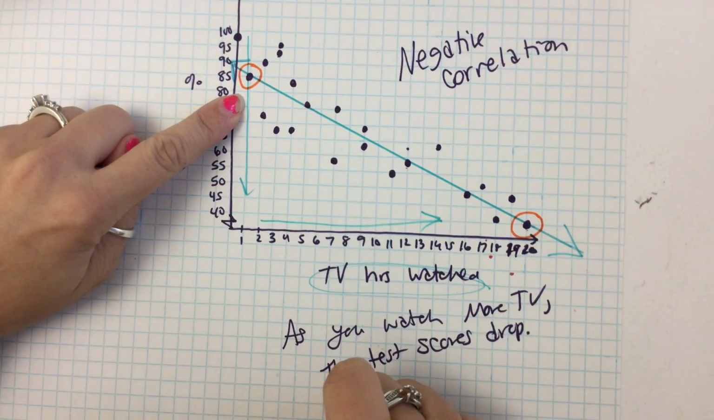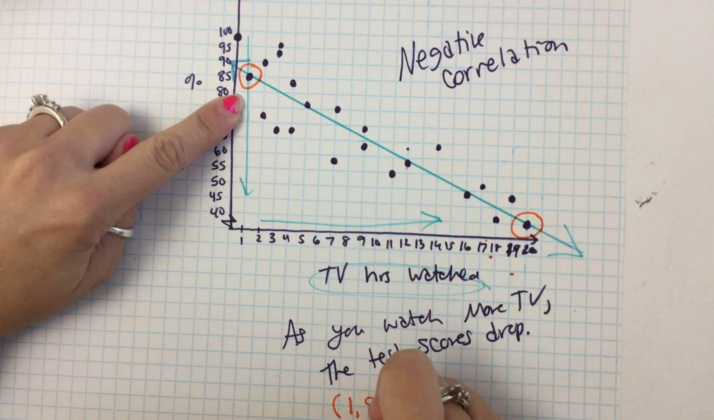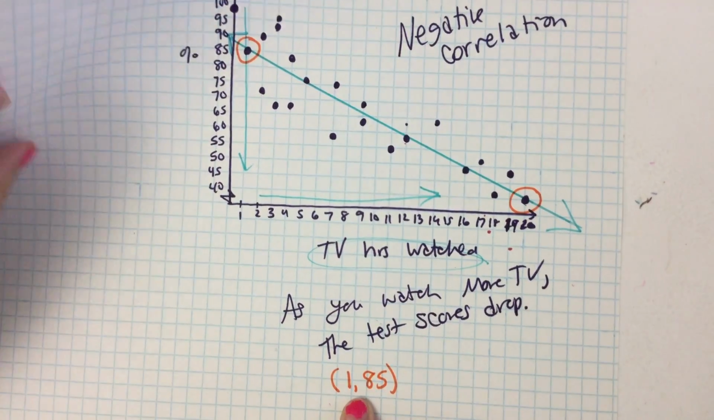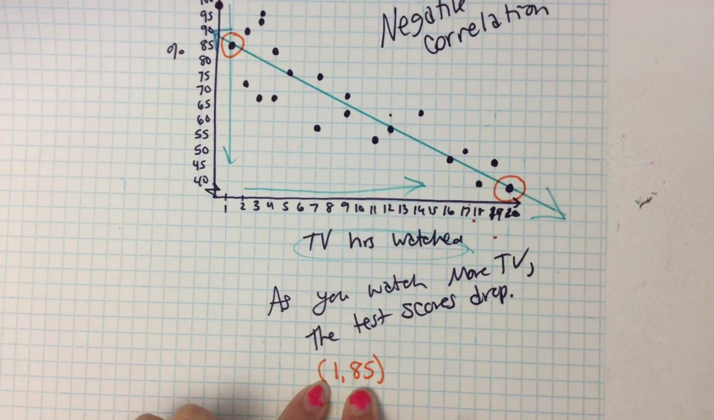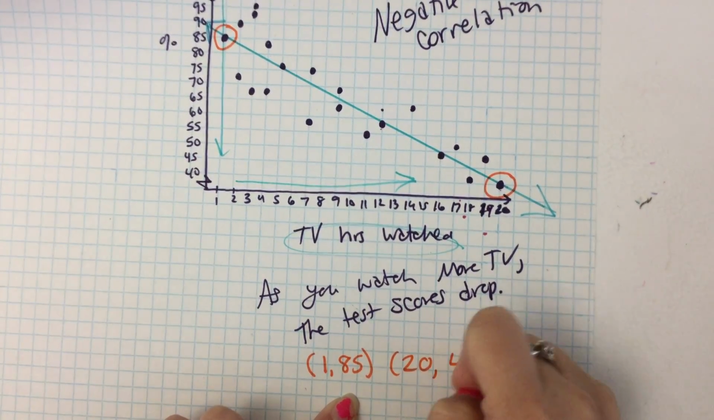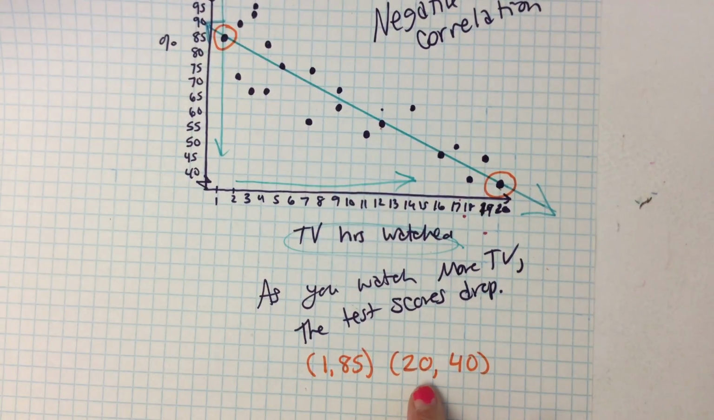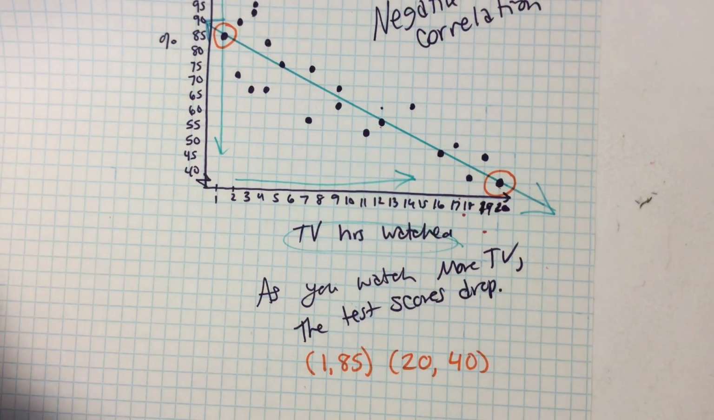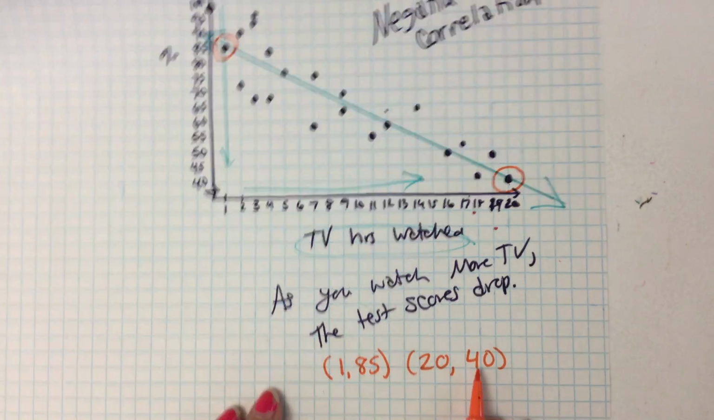My ordered pairs, I have 1 and 85. So the data point, this was the person who watched 1 hour of TV and got an 85 on the test score. The other one that I have is 20 and 40. This individual watched 20 hours of TV and got 40%. So what you're doing is you take those 2 ordered pairs.